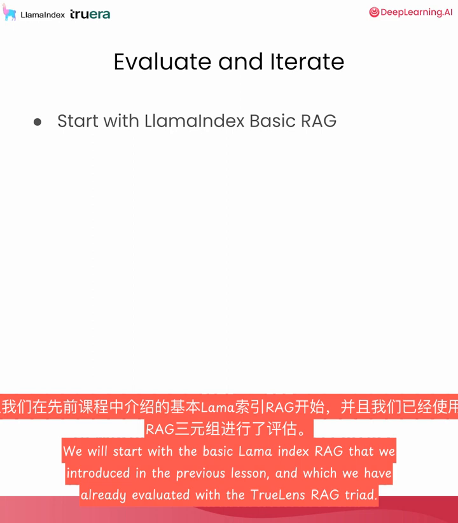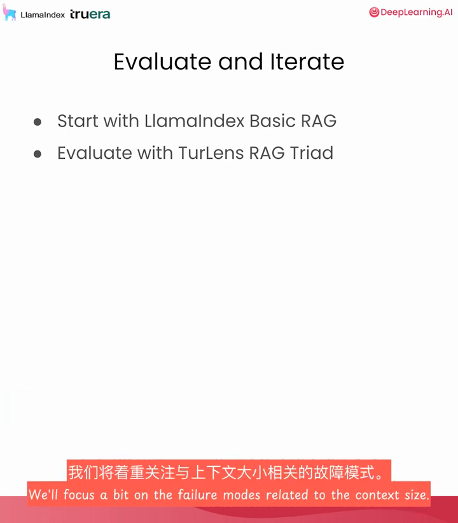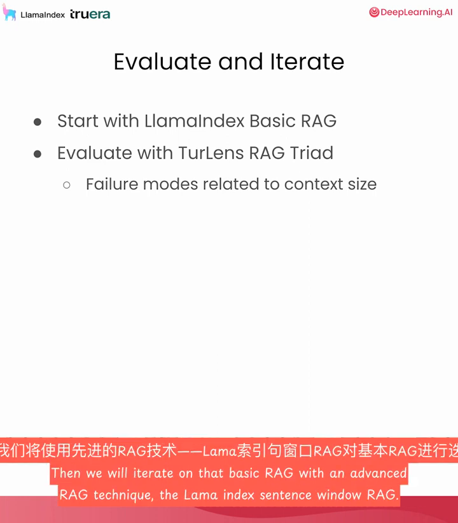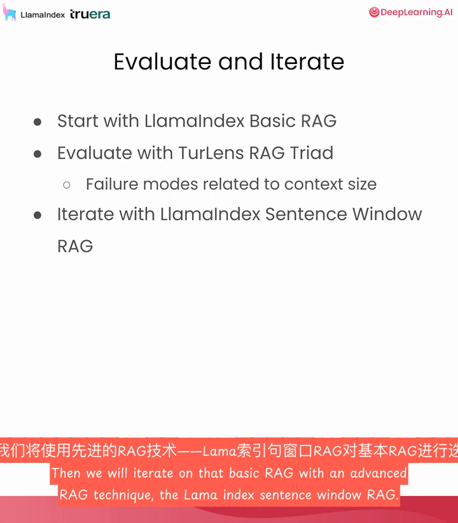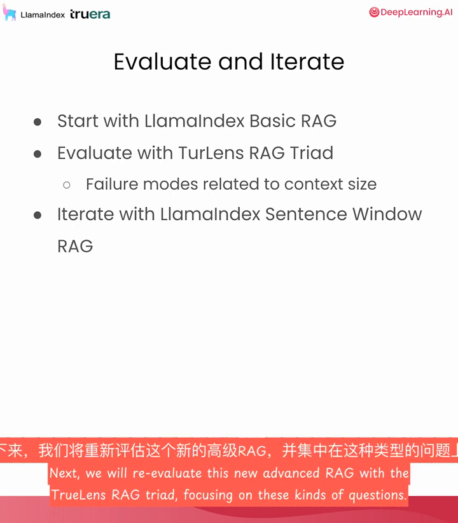We will start with the basic LlamaIndex RAG that we introduced in the previous lesson, and which we have already evaluated with the TruLens RAG triad. We'll focus a bit on the failure modes related to the context size. Then we will iterate on that basic RAG with an advanced RAG technique, the LlamaIndex sentence window RAG.